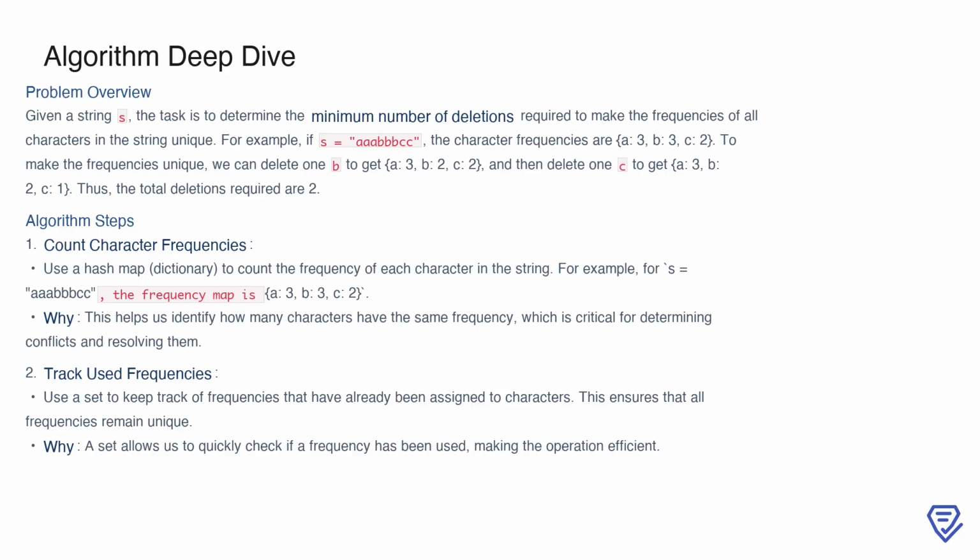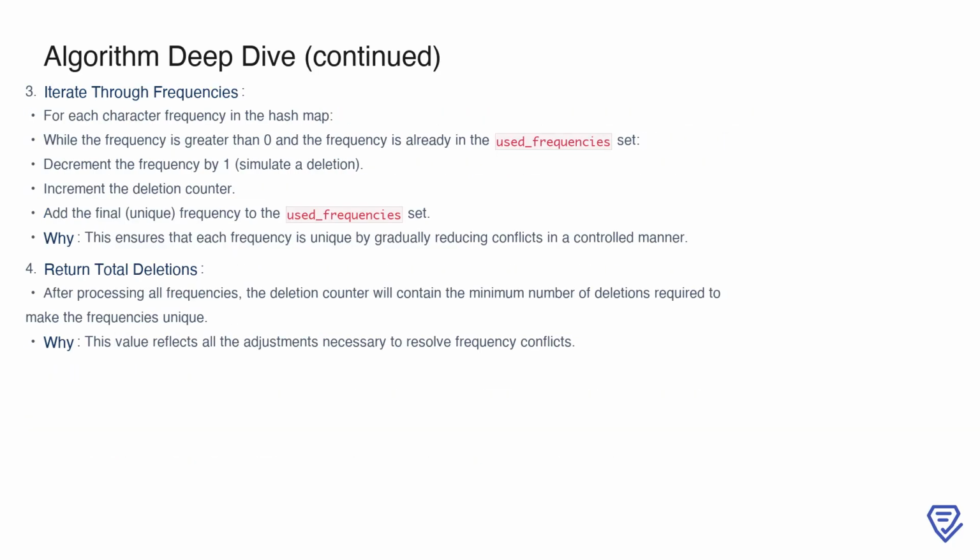To solve this problem, the first step is to count the frequency of each character using a hash map. This gives us an organized way to identify characters with duplicate frequencies. From there, we need to determine how to resolve conflicts among these frequencies systematically. Once we have the character frequencies, the next step is to make them unique. To achieve this, we use a set to keep track of the frequencies that have already been used.